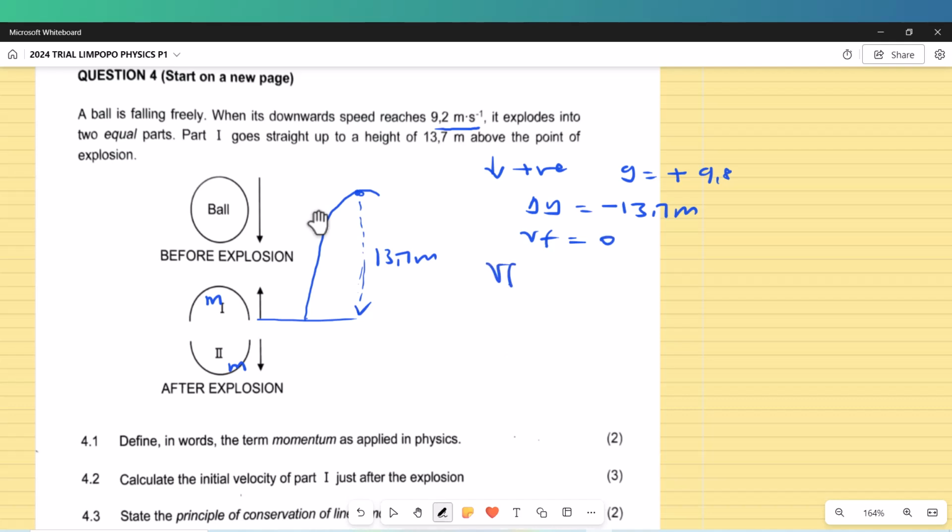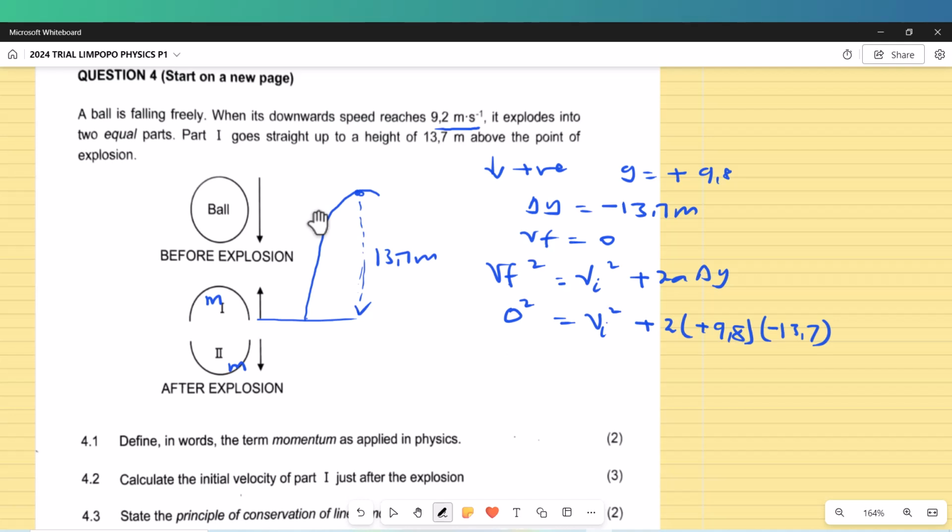Okay, so I can use V final squared equals V initial squared plus 2a change in y. So 0 squared equals V initial squared plus 2a, but my a is positive 9.8. My change in y is negative 13.7. So when I multiply 2 times 9.8 times 13.7, what do I get here? With my calculator, it gives me what?